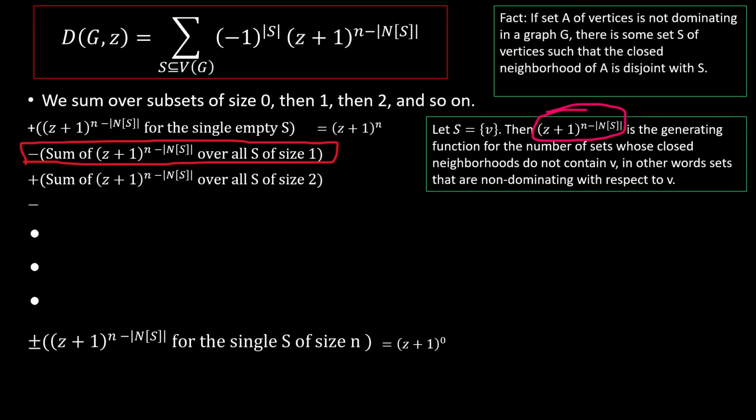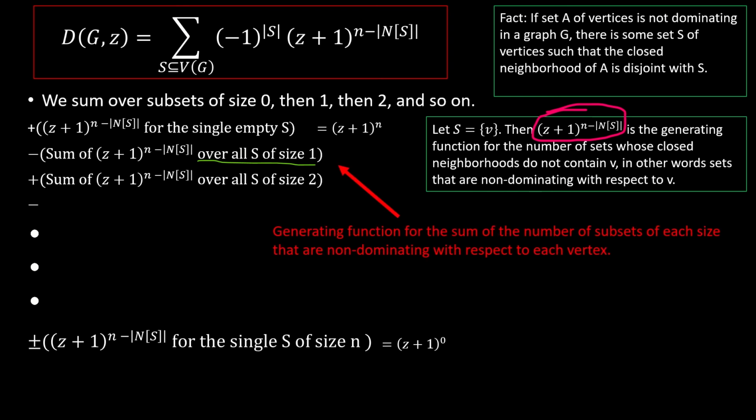That is what this subtraction comes from in our formula. We are letting S range between each vertex in our graph, summing up the generating functions for the number of sets that are non-dominating with respect to each vertex in our graph, giving us a generating function for the sum of the number of subsets of each size that are non-dominating with respect to each vertex.